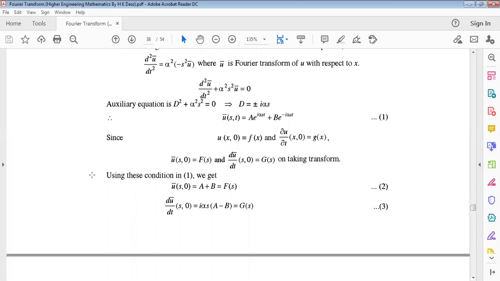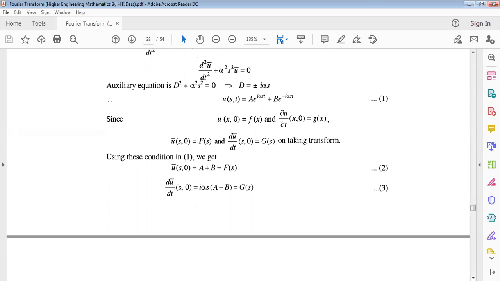Just using this condition in equation 1, we get u bar(s, 0) equal to, putting t equals to 0, e to the power 0, so this is only a plus b. So u bar(s, 0) equals to a plus b, which is also f of s. Now du bar/dt at 0, putting t equals to 0, gives i alpha s (a minus b) equals to G of s, this is also given.